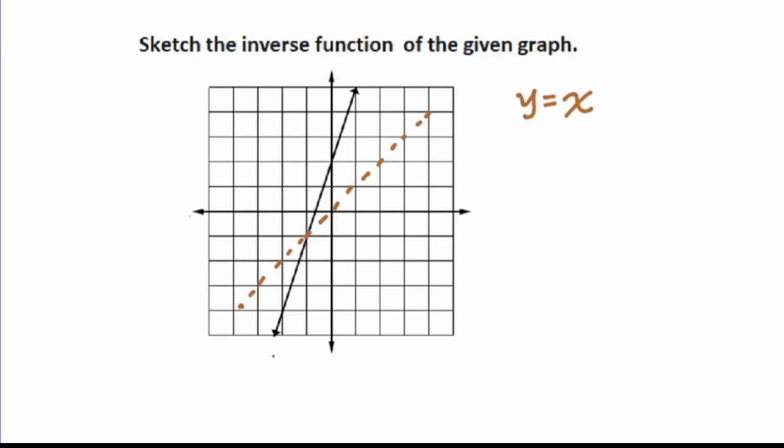Where the graph intersects y equals x, this point will stay. Then, if it's easy for you to get coordinates on the original graph, like this one, which is (0, 2), you can just switch (0, 2) to (2, 0). So find the (2, 0), it is here.